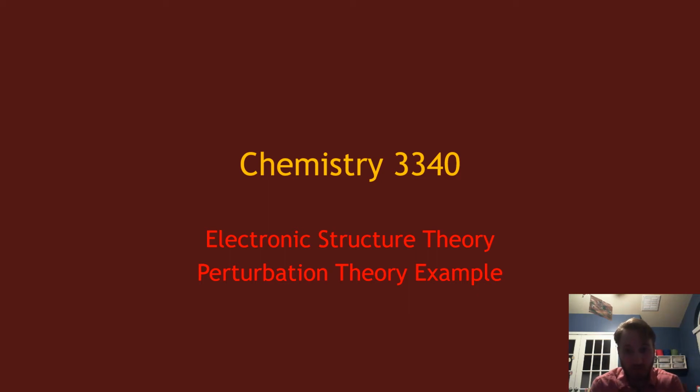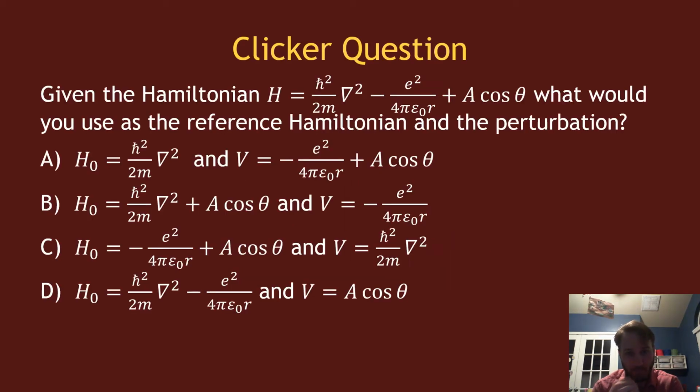Welcome everyone. In today's video, we're just going to go over an example of perturbation theory. Before that, we'll just remind ourselves: in perturbation theory, we define a reference and a perturbation for a Hamiltonian. The reference is something we can solve. The perturbation is something that we don't necessarily know the solution to.